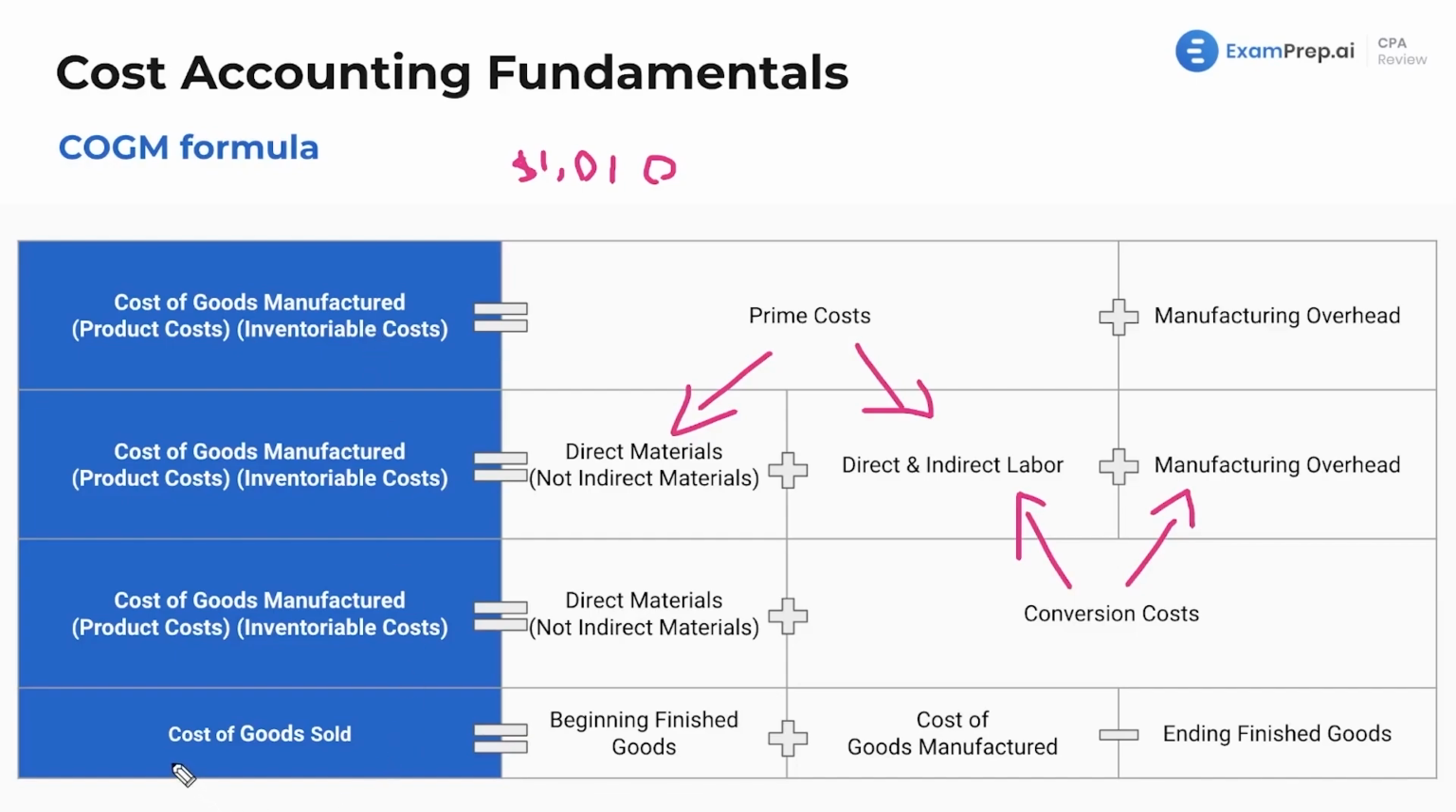Now, lastly, what's the relationship of COGM with COGS? See what I did there, COGM? I say COGS, but I don't know if people say COGM. They don't. I started it. Okay, cost of goods sold.